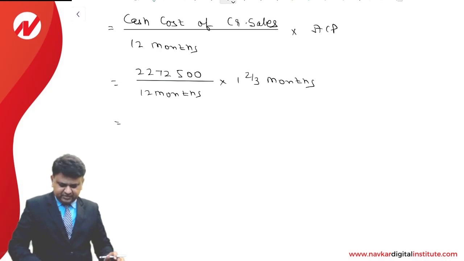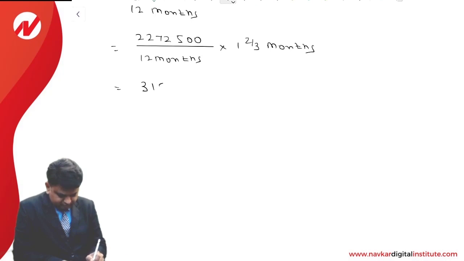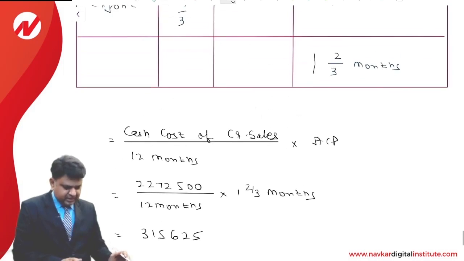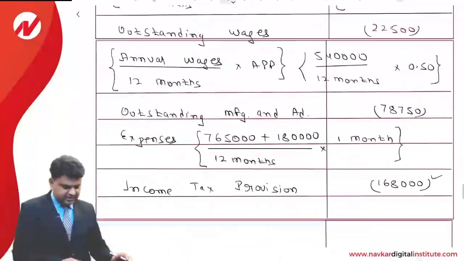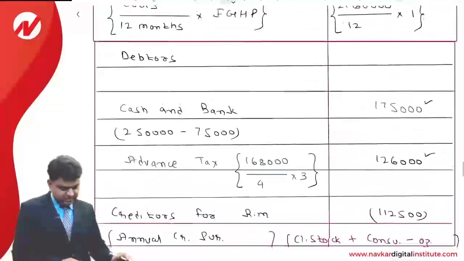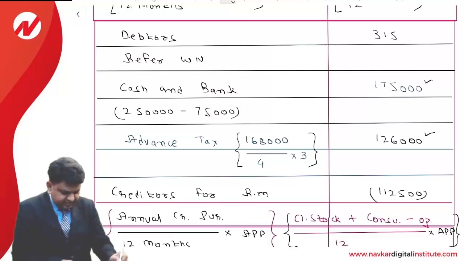So 22,72,500 divided by 12 into 1 2/3 month, and the answer comes to 3,15,624.99. So of course it is 625. This is also the way we can compute the answer. After making the calculation of the debtors, we are required to complete the remaining working. So amount of the debtors, refer working note. It is 315,625.